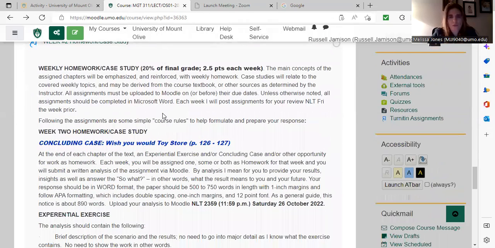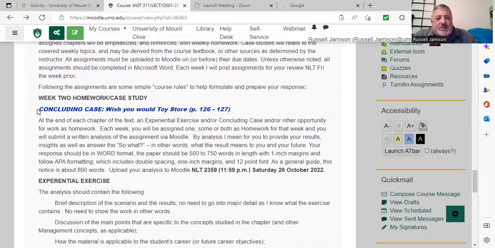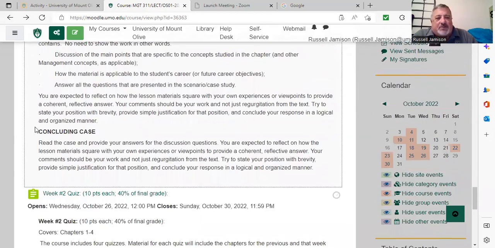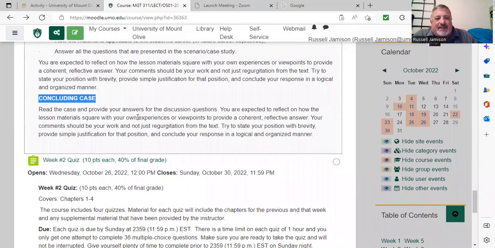And then the homework study is, in this case, a concluding case. I don't know if that's chapter 3 or chapter 4, doesn't matter. But in this case, it's a concluding case, not the experiential exercise. And yes, okay, I know. Thank you very much. You're only going to give me 10 more minutes.